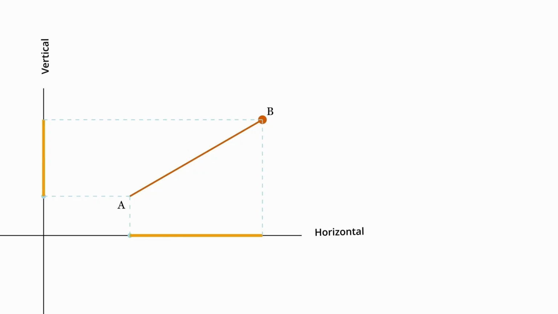Now suppose the total distance AB is 3 meters. And the line AB makes an angle of 30 degrees with the horizontal direction. If an object moves 3 meters at an angle of 30 degrees, then experimentally, we observe something interesting. The object covers 1.5 meters vertically and 2.598 meters horizontally.